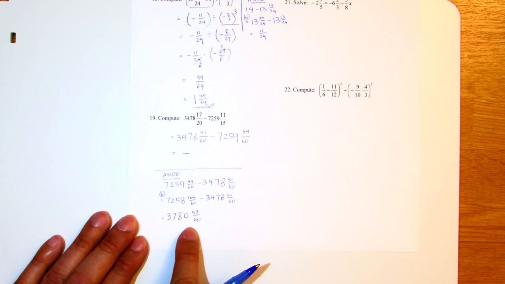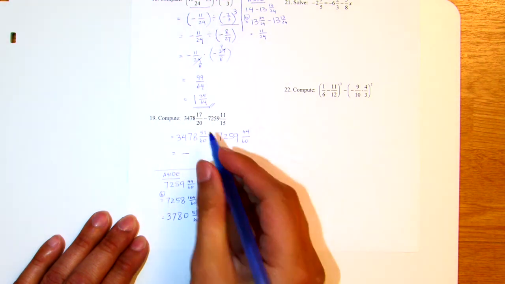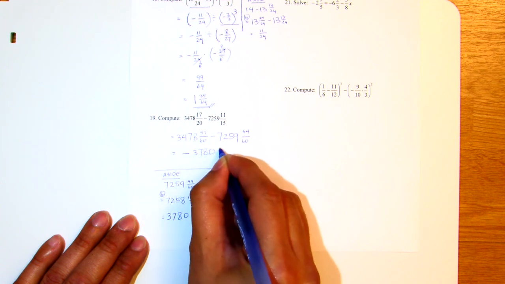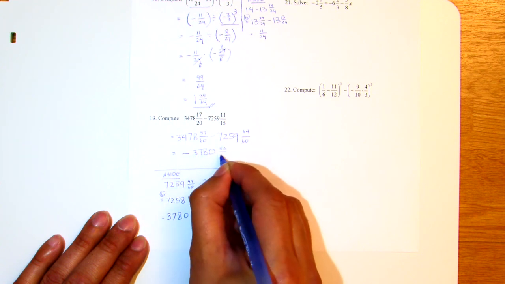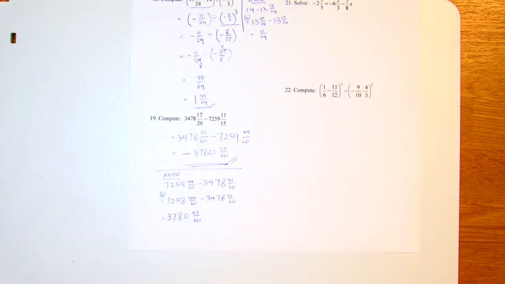Now therefore, because after I have that negative, I will copy this down there, 37 and 53/60. Okay, that's for Fall 2011 Math 112 Test 2, number 17, number 18, and number 19.